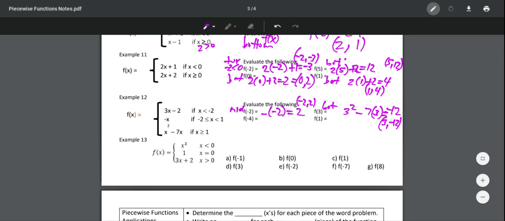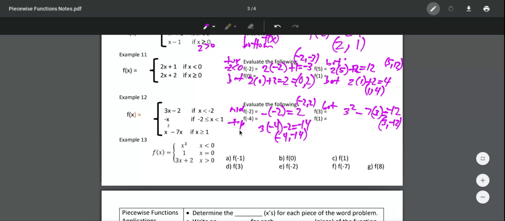That's right. Okay. And then negative 4 falls here. So this is the top. And so we say 3 times negative 4 is negative 12 minus 2 is negative 14. And so this would be the point negative 4, negative 14.